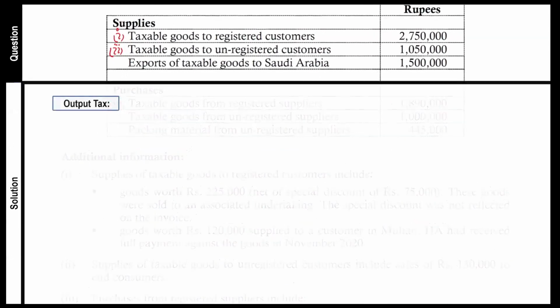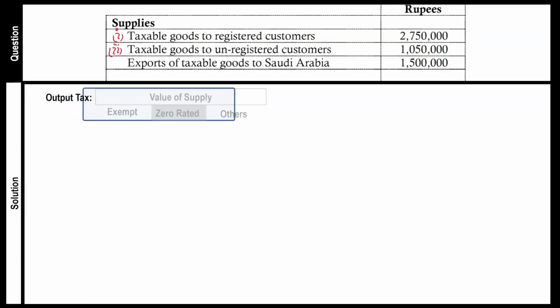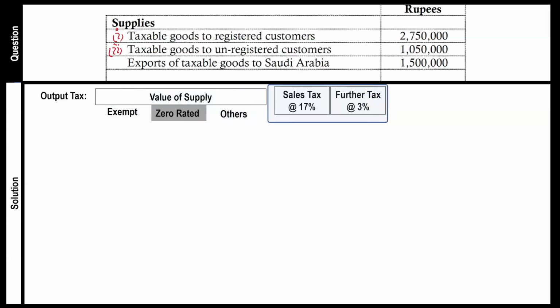Now we come to the execution part. First calculation to finalize is output tax. This is sales tax on sales. Your supply could be in any of following categories. It could be exempt supply, or a zero-rated supply, or it could be some other supply. Sales tax will be calculated at 17%. Further tax will be calculated at 3%.